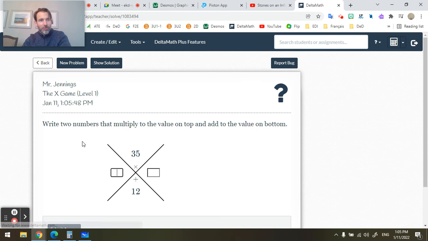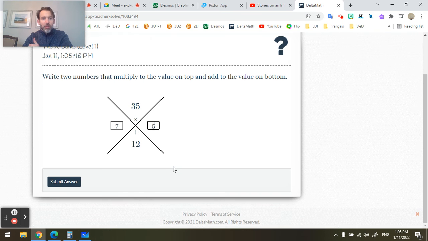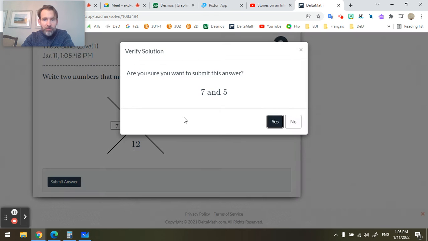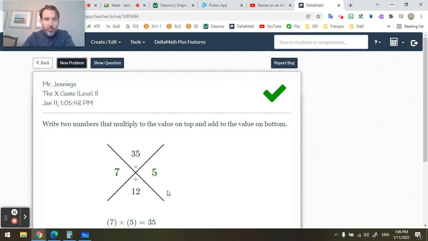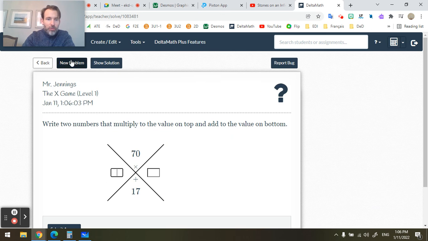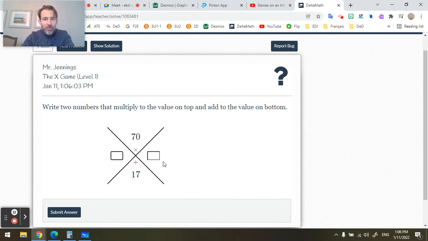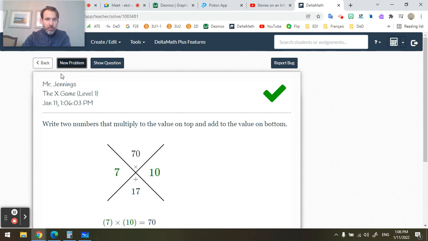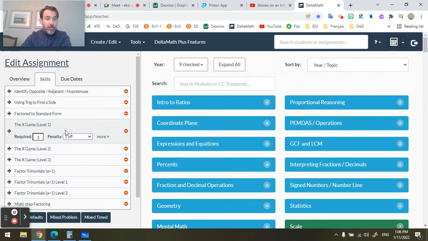X game, 3 varieties, 3 levels of difficulty. Looking for 2 numbers that multiply to 35 and add to 12. Those are 7 and 5. 7 times 5 is 35. 7 plus 5 is 12. You have to be able to find these quickly. That's why I want you to practice your X game. Okay, let's do another one. 10 times 7. Yay, yes, it's correct. Okay, so you want to be able to do those fast.